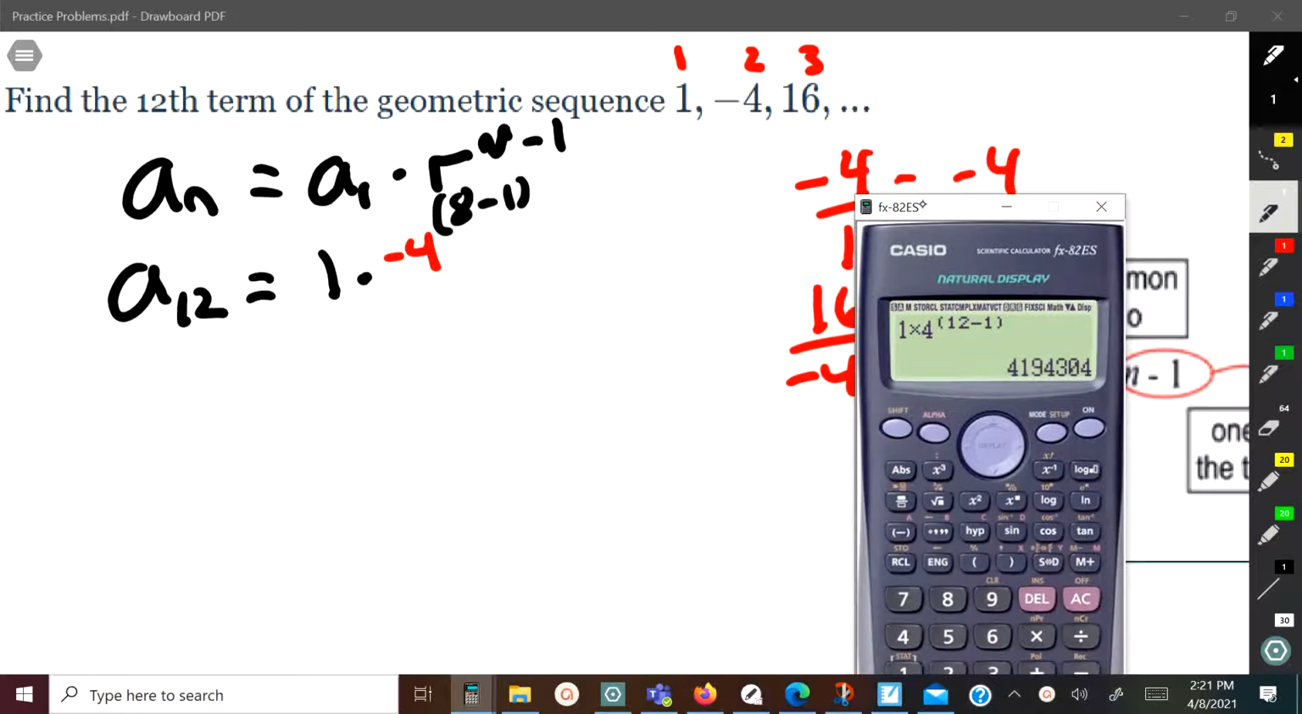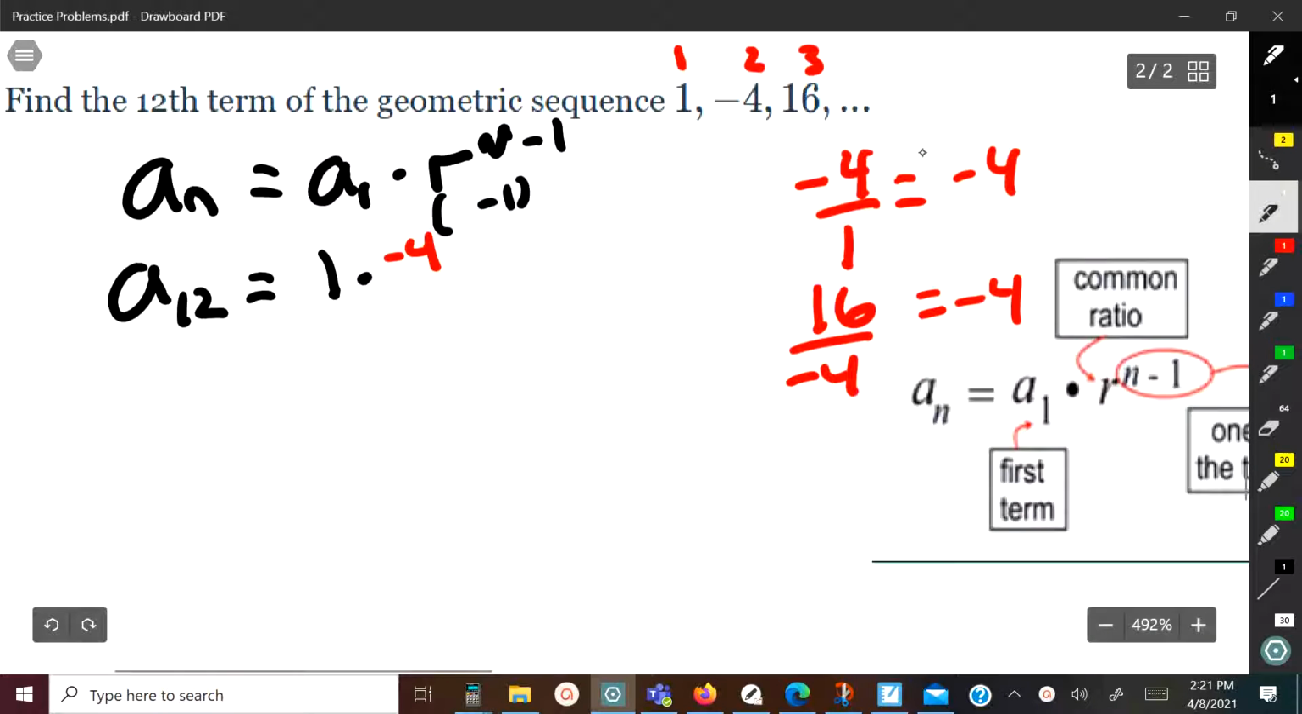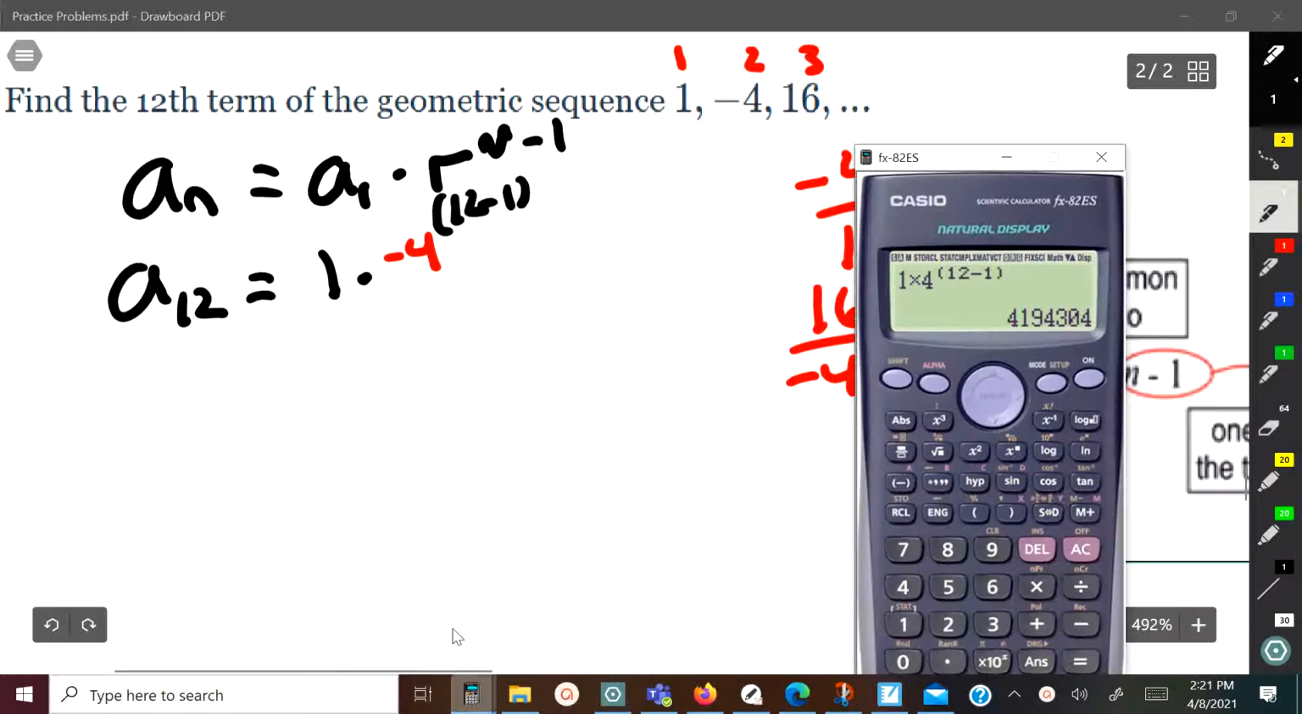I put the wrong number there. It should be 12. Let me fix that. This is the 12th term. And then you type all of that into the calculator, like so.